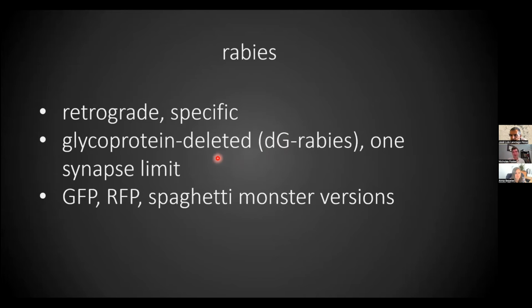But we use a variety of rabies called glycoprotein deleted rabies, in which the glycoprotein is an element of the viral capsid. And so deleting that prevents it from spreading transsynaptically. So glycoprotein deleted rabies have a 1 synapse limit, which makes them work kind of like a classical retrograde tracer. And to visualize the infected neurons, there are a number of markers. They come in GFP, RFP varieties, as well as a bunch of spaghetti monster versions that you have to stain for immunohistochemically, but then you can put those in any color channel you want.